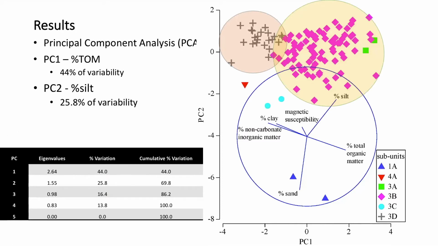The principal component analysis scatter plot demonstrates that the samples in Units 3B and 3D are clearly distinct from one another with respect to the first principal component and the direction of the percent total organic matter line. And this accounts for a total of 40% of the variation in the data. The samples are further distinguished by the second principal component eigenvector, which follows the direction of the percent silt and accounts for 25.8% of the variability in the data.